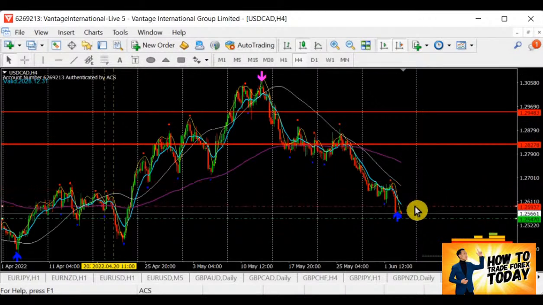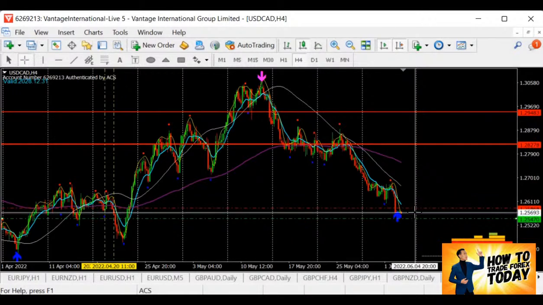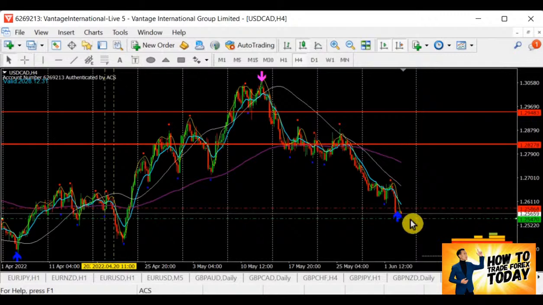Okay, and then let's check where the support is. The resistance over here has been tested once, coming down for selling, and on our dollar CAD we have about 22 pips to go. So this is something that we have to look out for. 22 pips, is it okay?